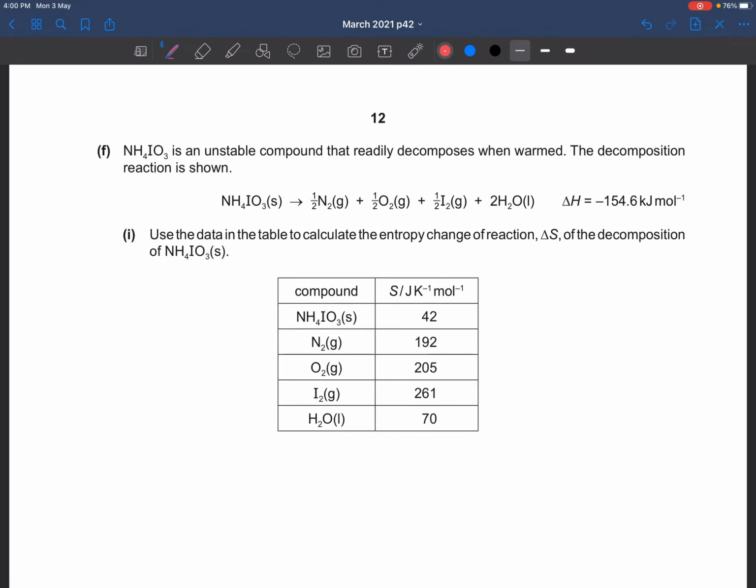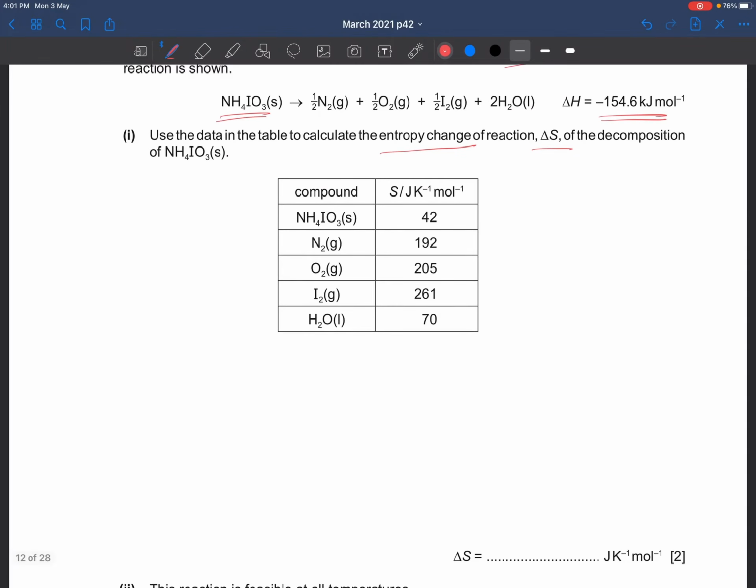Next question is NH4IO3 minus is an unstable compound that readily decomposes when heated. The decomposition reaction is shown. This is the decomposition of ammonium iodate, and the delta H for this reaction is negative. Use the data in the table to calculate the entropy change of reaction of the decomposition of NH4IO3 minus.